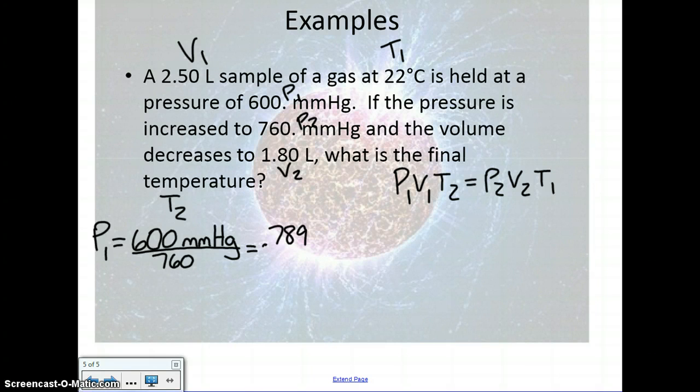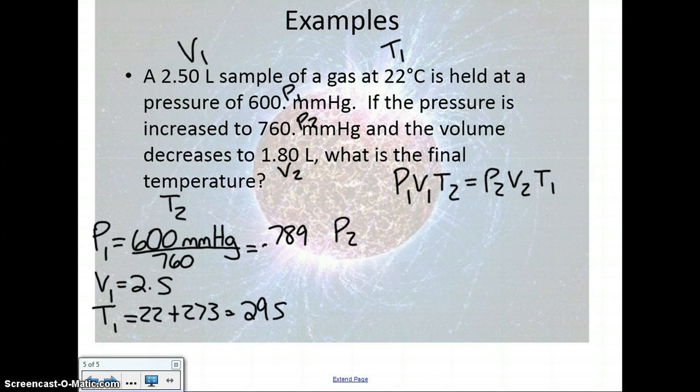0.789 ATMs. All right, and then our V1 was 2.5 liters. It's already in the correct unit. T1 is 22 Celsius, so we're going to add 273. So that'd give us 295. All right, and then our P2 was 760, so we'll divide by 760 to get it to atmospheres. That's 1. And then our second volume is 1.8 liters, already in the correct unit. So we're looking for our second temperature.